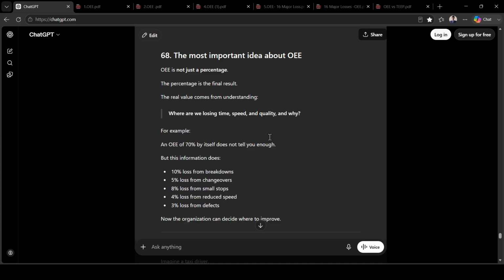For example, an OE of 70% by itself does not tell you enough, but this information does: 10% loss for breakdown, 5% loss for changeover, 8% loss for small stops, 4% loss for reduced speed, 3% loss for defects. Now the organization can decide where to improve.